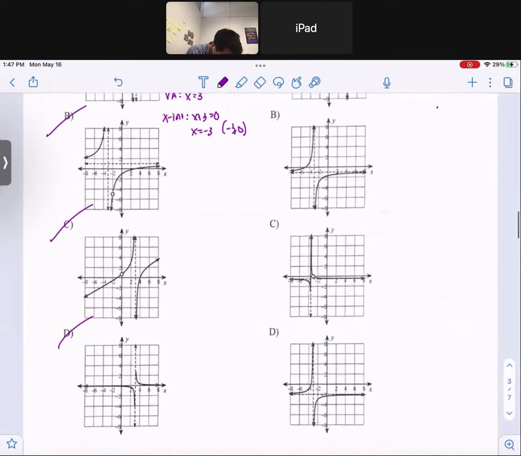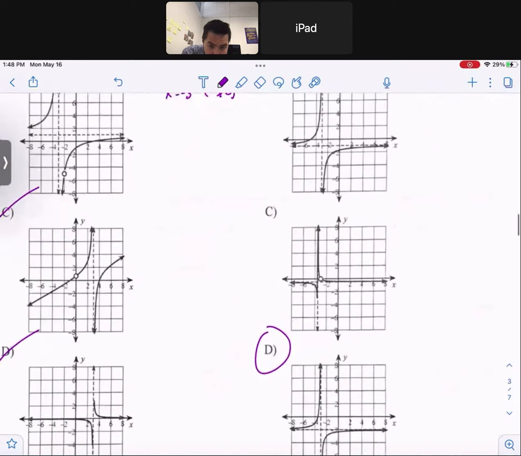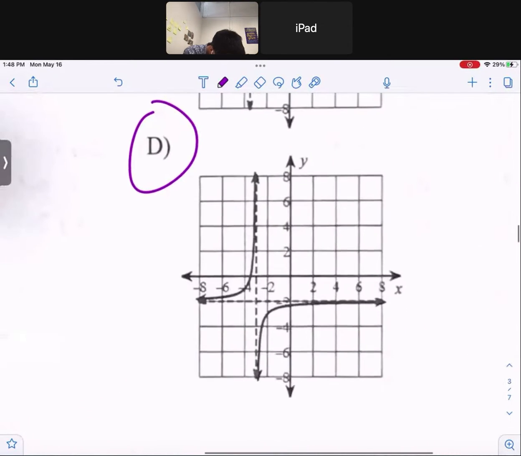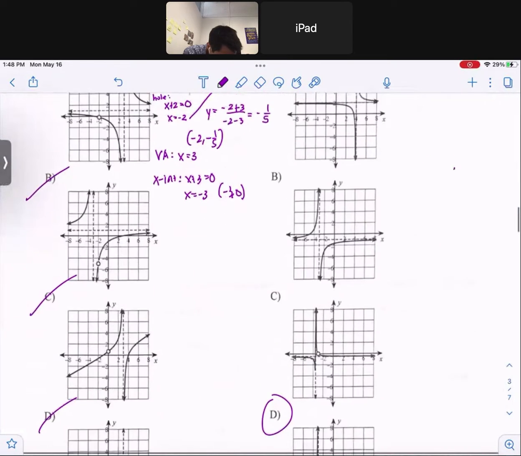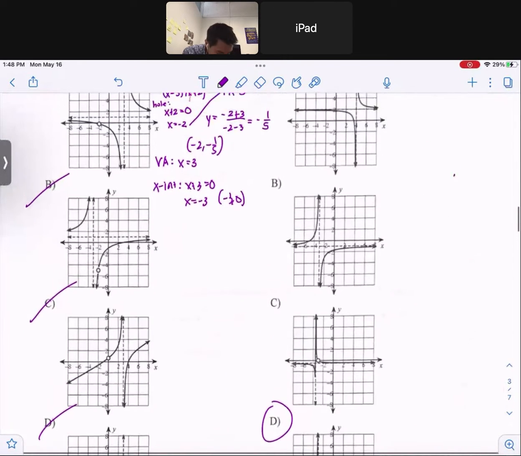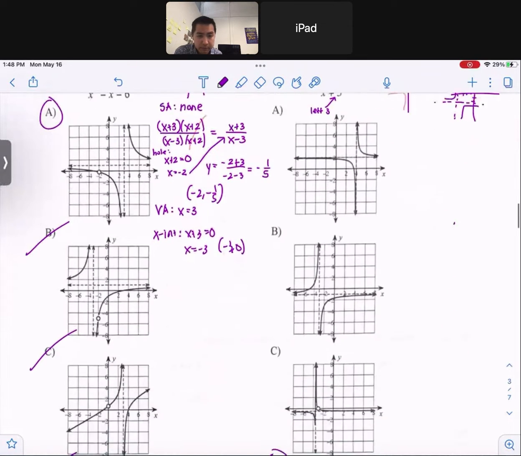Oh, that means this one got more stretched and this one's the same. So again, move it left 3 and down 2, and again, you guys can always plug in a coordinate to see if it matches up too, or do a test point. So don't worry, transformation, it will definitely help.